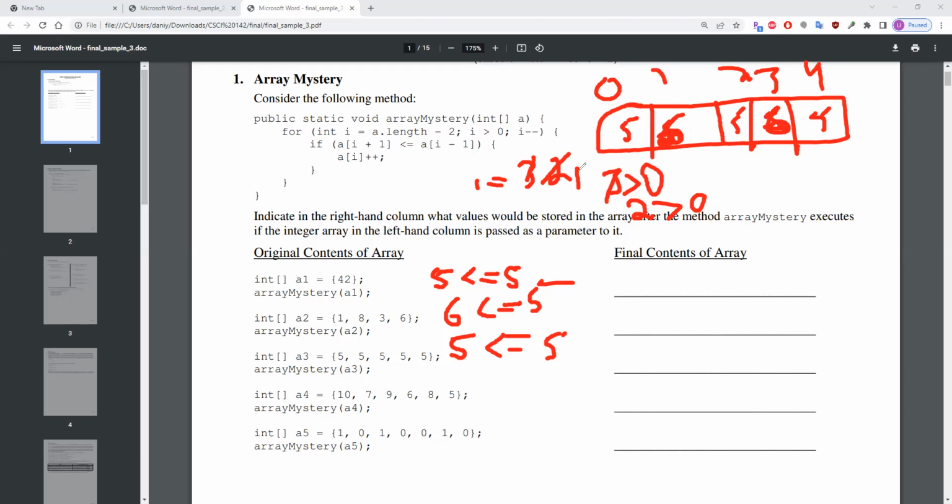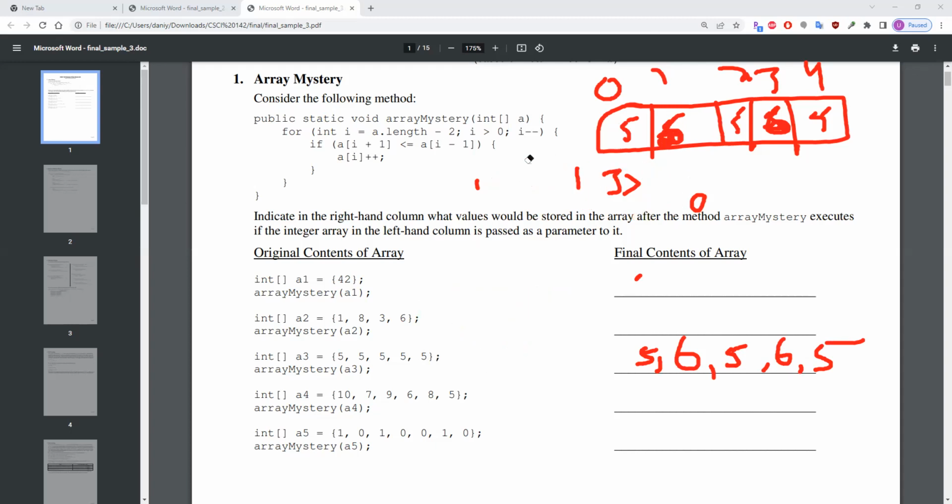And now you check I minus minus. I minus minus is 0. Is 0 greater than 0? No, 0 is not greater than 0. We will stop the loop, and the content of your array, sorry, for A3 is 5, 6, 5, 6, 5. Any questions so far? Any questions on this? Let me remove.